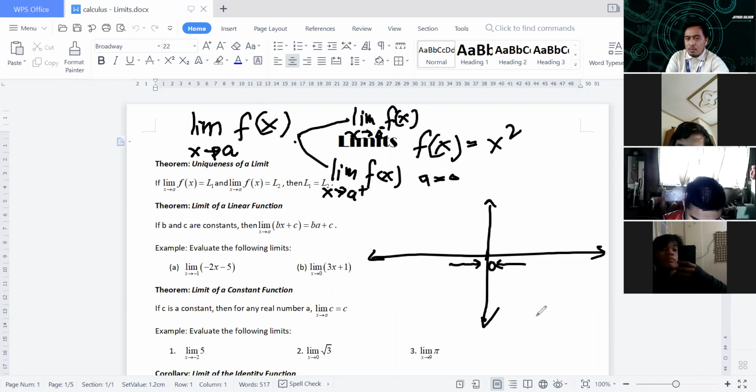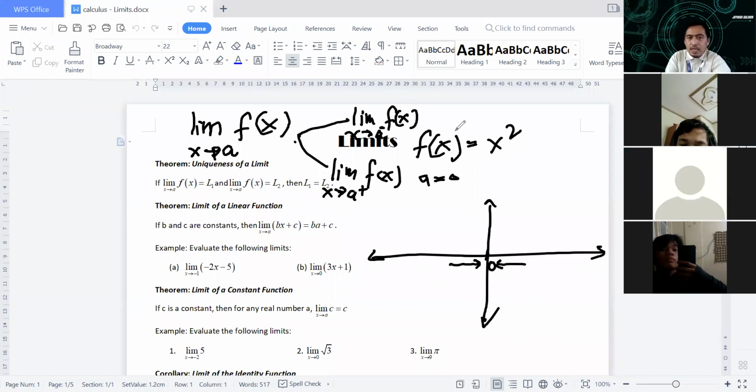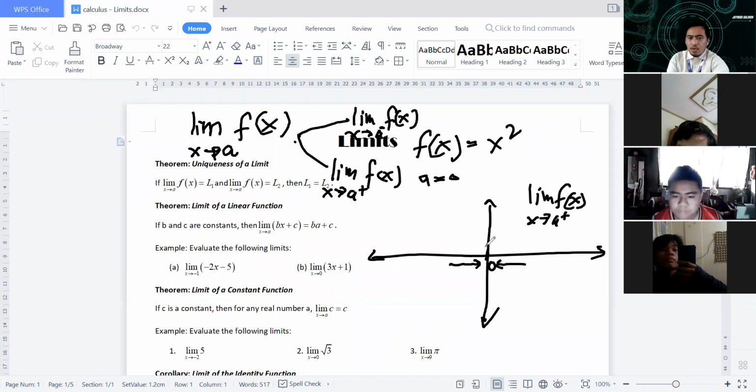Understood? So let us consider here. Do you have your calculator? As I said a while ago, you prepare your calculator. If your function, let us erase this portion, is f of x equal to x squared, our fixed point is a. Let us start with the limit of f of x as x approaches a from the right hand side. Your a is 0, your fixed point is 0. So let us start from 2, right of 0. If we substitute 2 here, what's the answer?